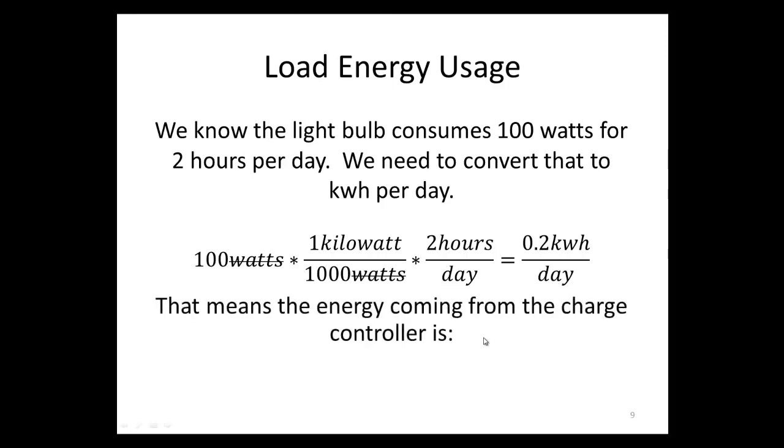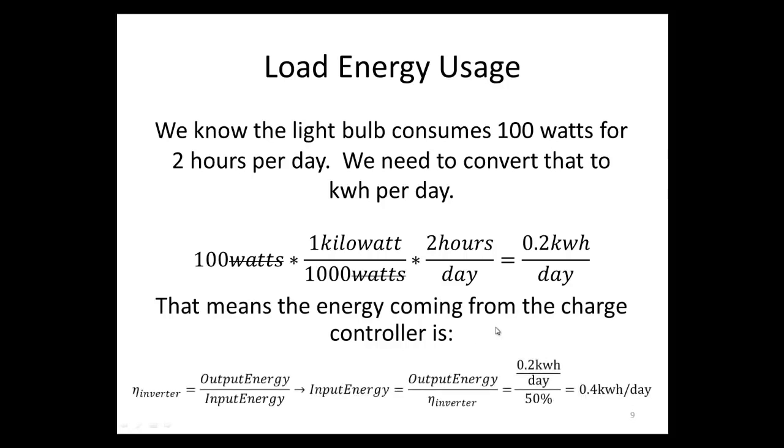So that means that the energy coming from the charge controller is, again, we use that same equation we used before, except now we use output energy and input energy instead of powers. We do the same equation because we can use efficiency with energy or power. And we find that we need 0.4 kilowatt hours per day coming out of the charge controller.